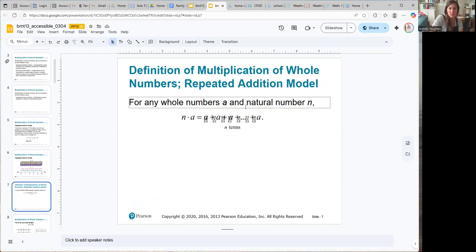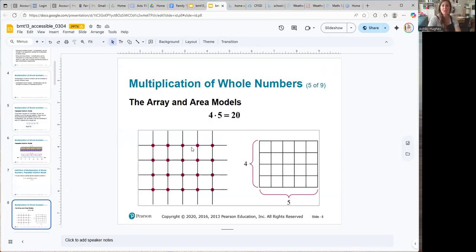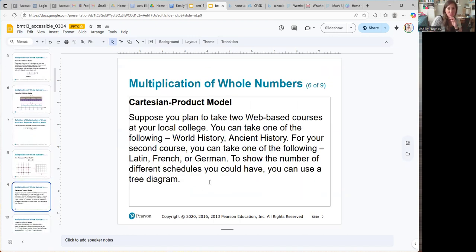For any whole number a, and natural number n, n times a is a plus a plus a, n times. So here are two different models. There's an array model right here, which is the dots. And then there is the area model, when you actually find the area of something, it's like how much space it occupies, or how many squares. So like square centimeters, square inches, square units in general. So that is how you can illustrate area.